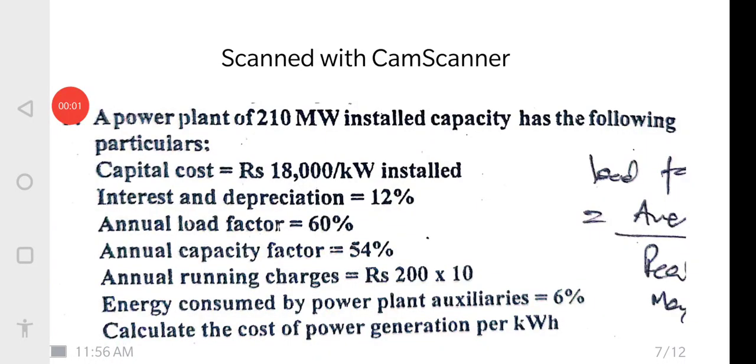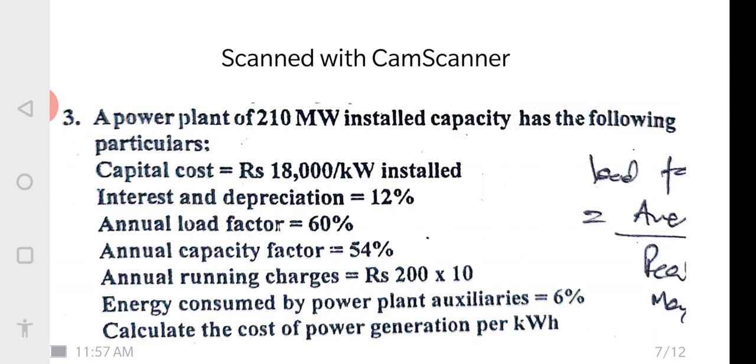Hello students, now we shall look at the third numerical in this module 2 of energy and environment subject. A power plant of 210 megawatt installed capacity has the following particulars. Capital cost is equal to rupees 18,000 per kilowatt installed. Interest and depreciation is 12%. Annual load factor is 60%. Annual capacity factor is 54%.